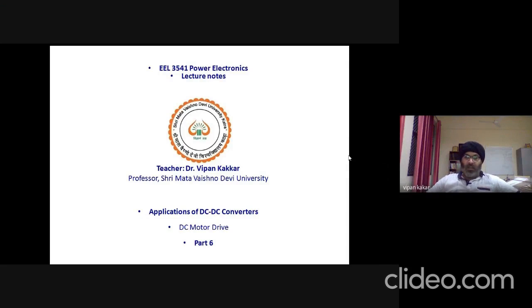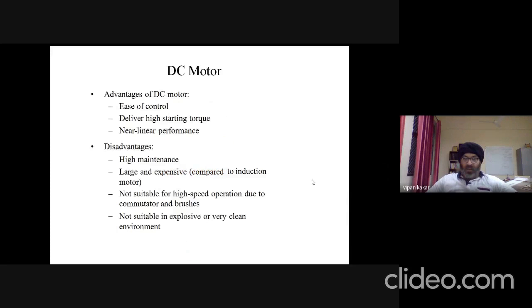All right. So after completing the section on DC to DC converters, let's do an application of these DC to DC converters in DC motor drives. So why DC motor drives? The basic advantage is that the control system is easy in DC motors. Controlling a DC motor is easy compared to others.